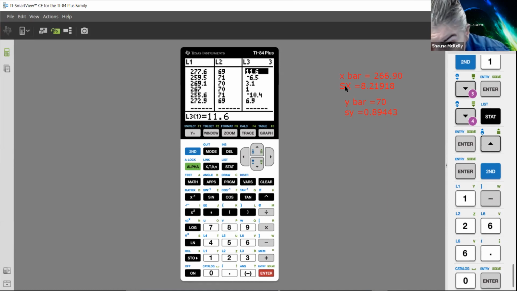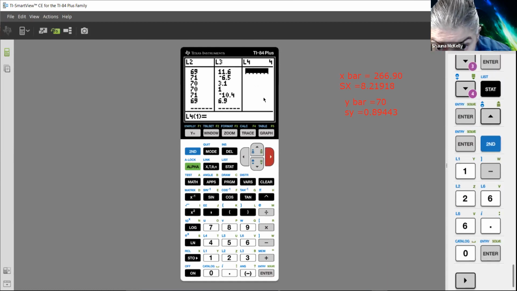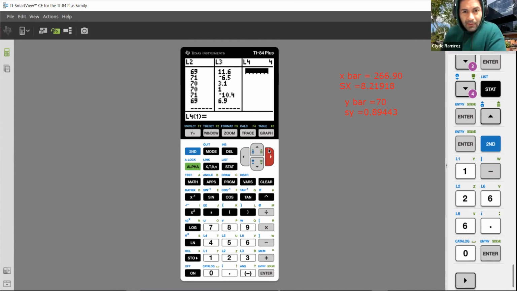But we also need Y minus Y bar, if you remember. So we're going to go over here to L4, and you can do that by arrowing over. I'll wait for you. Okay, I'm with you, Shauna.